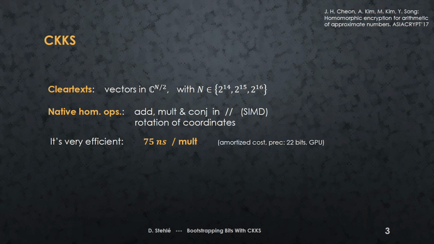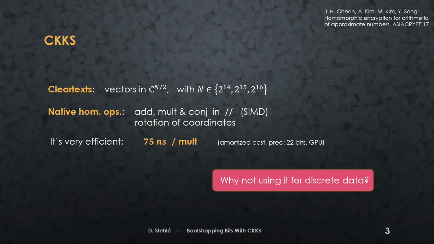So the question we may have is why not use this super efficient FHE scheme for handling discrete data? In the rest of the talk, I'm not going to give timings in GPU. I'm going to focus on single-thread CPU to compare apples to apples. But if you want to think GPU in your head, you just take the CPU timings and divide by 100.